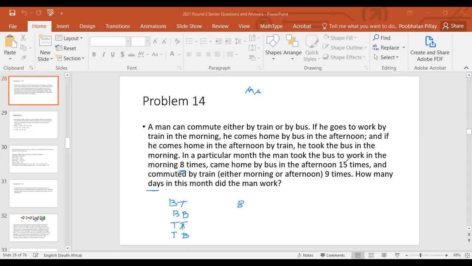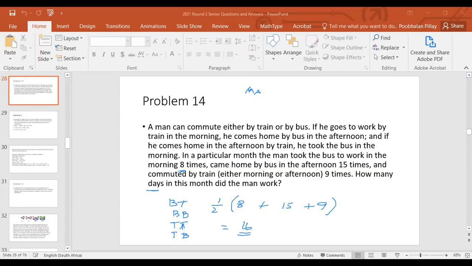The number of times he came back in the afternoon by bus was 15 times. So the total number of times he used the bus is 8 plus 15. And now they tell you he commuted by train either in the morning or the afternoon 9 times. So altogether he used the train 9 times. Right? So the total number of transport modes he used was 8 plus 15 plus 9. And each day he uses exactly 2 modes of transport. So the number of days is that. So the answer is 16.